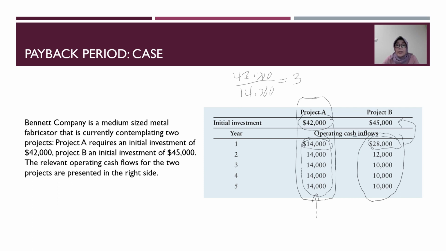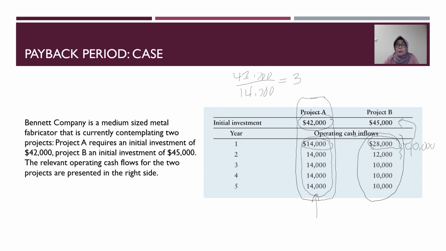In year 1, Project B can only recover 28,000 of the whole $45,000. Okay, and then if we move to the second year, year 2, we can just add up 28,000 and $12,000. So we have here 40,000, right?